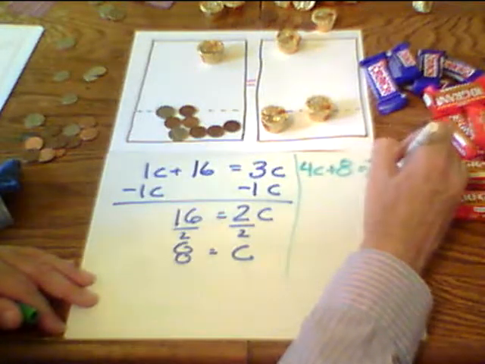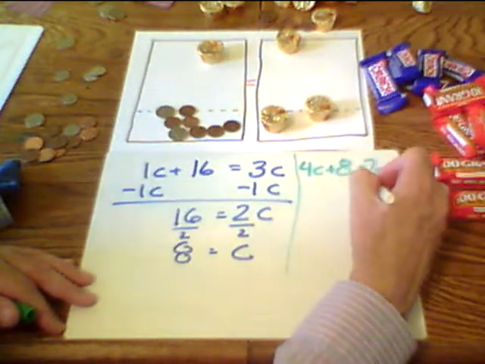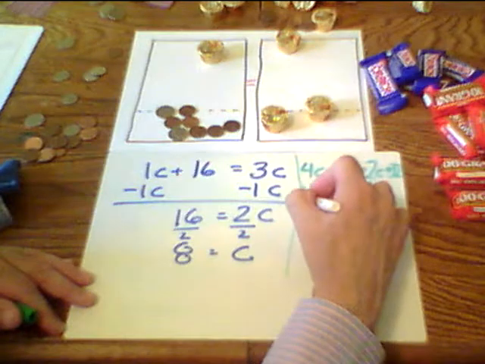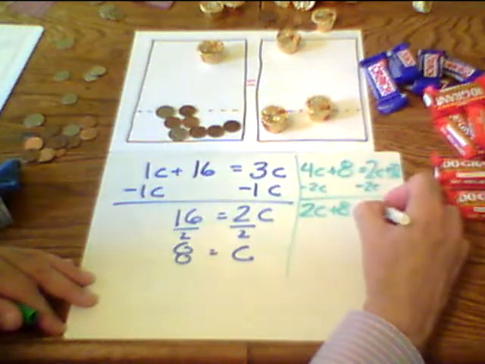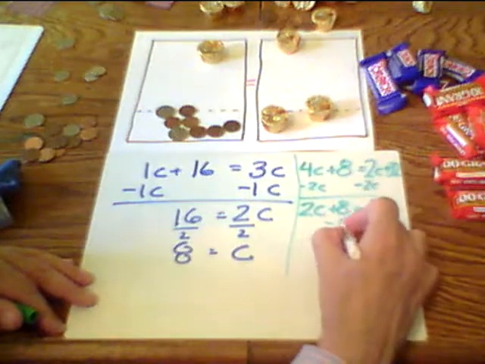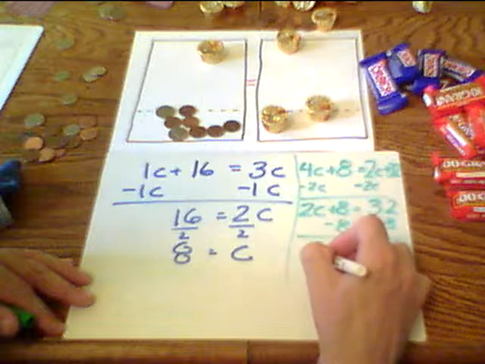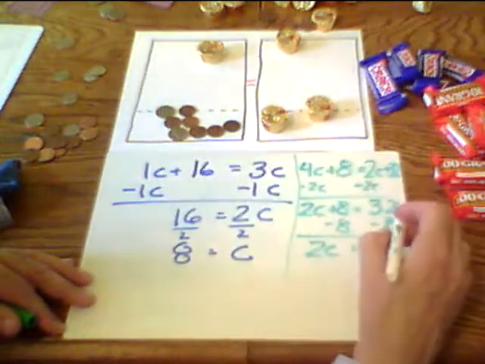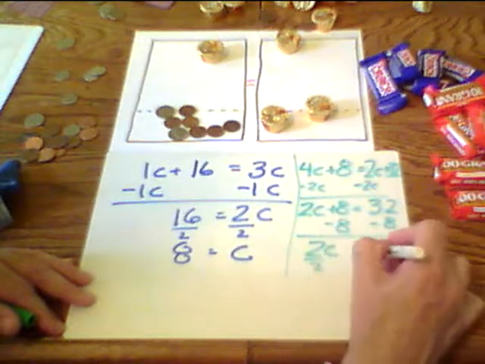Unfortunately, I'm running out of time. That's a 32. So if they had 4 candy bars and 2 candy bars, they're going to take away 2 candy bars from here. That leaves them with 2 candy bars and 8 cents equals 32 cents. And then they'll take 8 cents away from both sides. And 2 candy bars they'll have in the left box, and 24 cents in the right box, and then they'll break it into 2 groups.